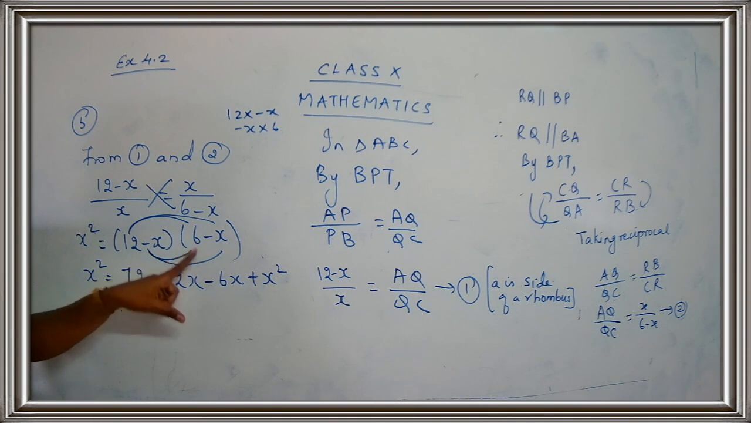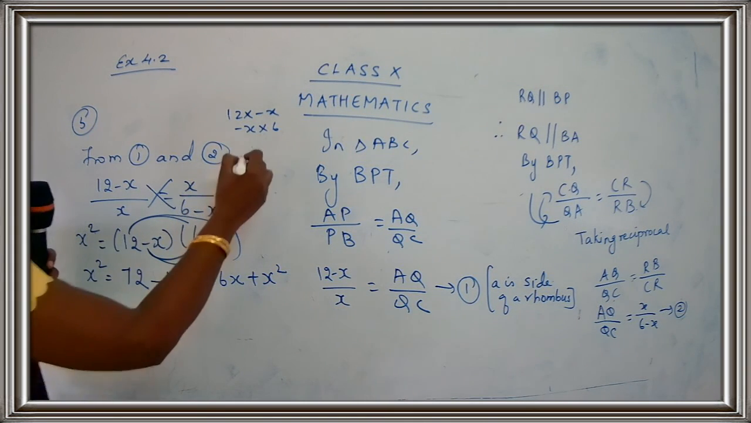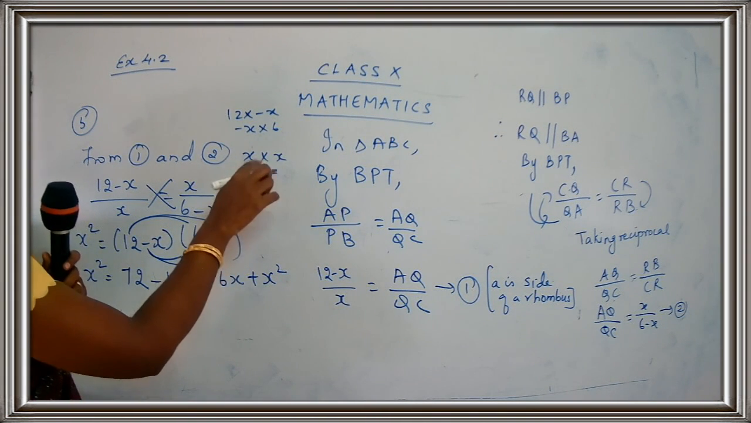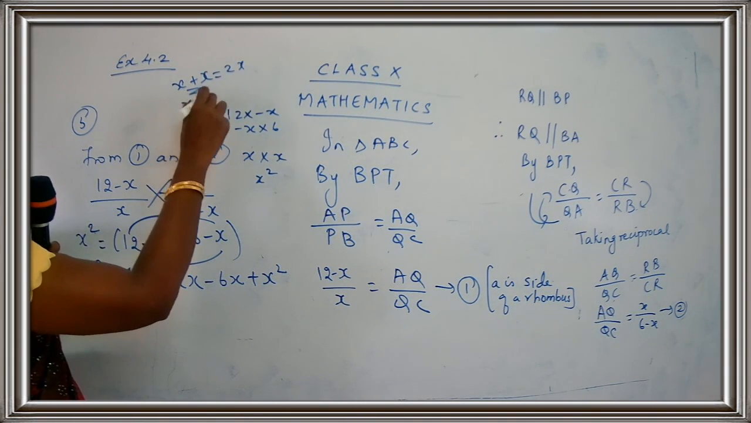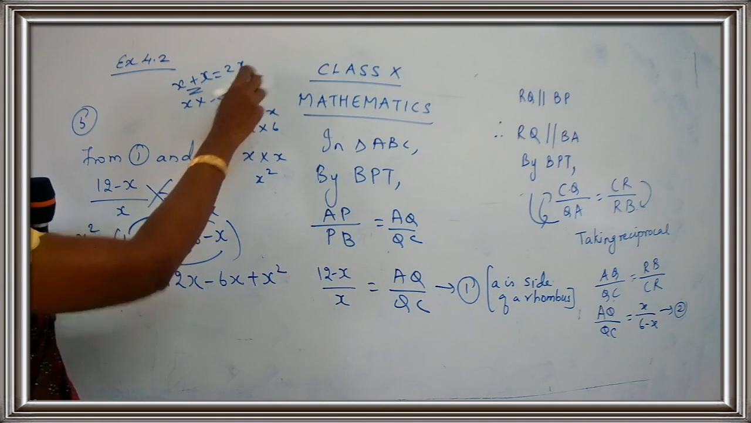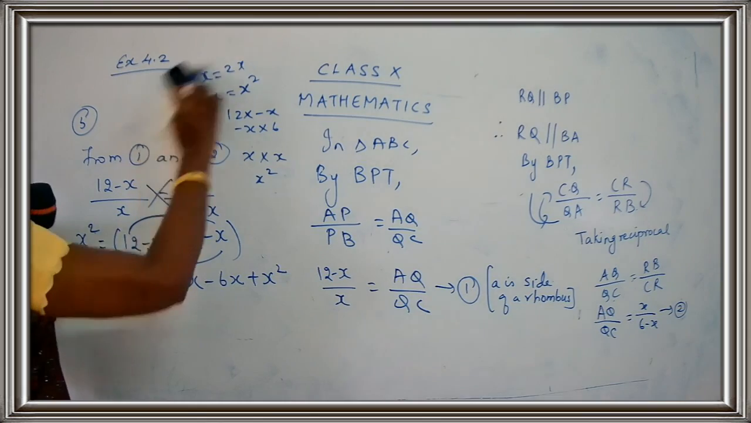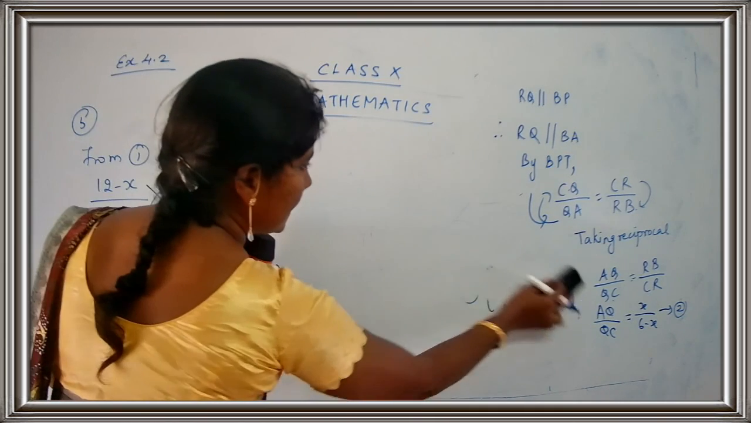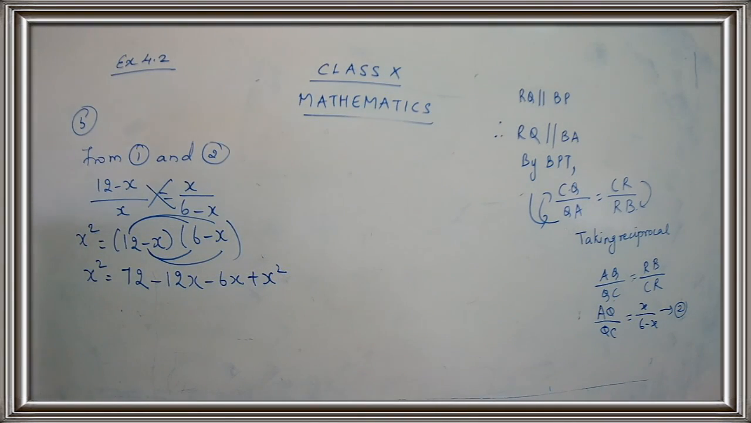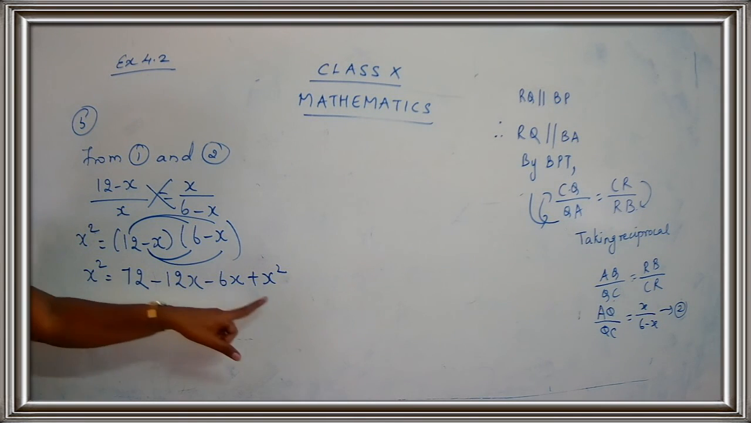Be careful, children. Very simple. X square as it is. From where do you get X square? When you cross multiply this, X into X gives you X square. (12 minus X) into (6 minus X): 12 into 6 is 72, 12 into minus X is minus 12X, minus X into 6 is minus 6X, and minus X into minus X, minus minus plus, gives X square. What is the value of X into X? X square. Do not get confused. X plus X is 2X, when you add you get 2X, and when you multiply you have to write the power, that is X square. Okay, children? Now let's try to simplify further.